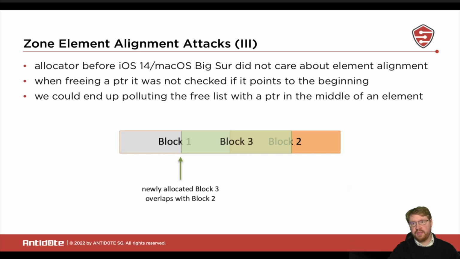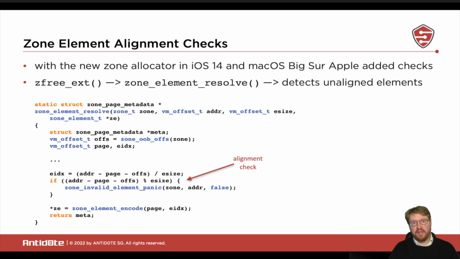So Apple silently did protection against this. Not sure if they did this intentionally or if it was just a side effect of the new heap structure, because the new heap works a bit differently. Nowadays, when you have a free, namely a kfree_ext, what happens is it will sooner or later call the function zone_element_resolve. And among other things, zone_element_resolve will detect if an element is unaligned.